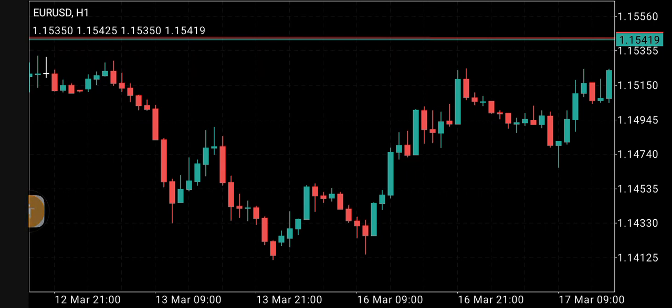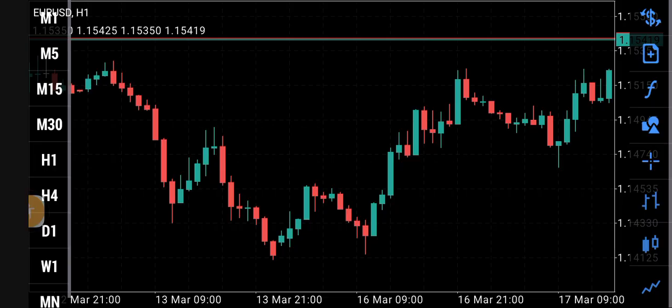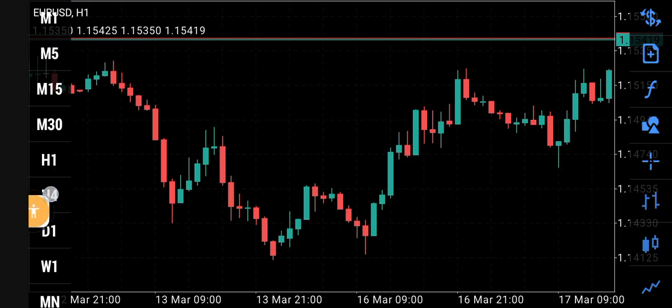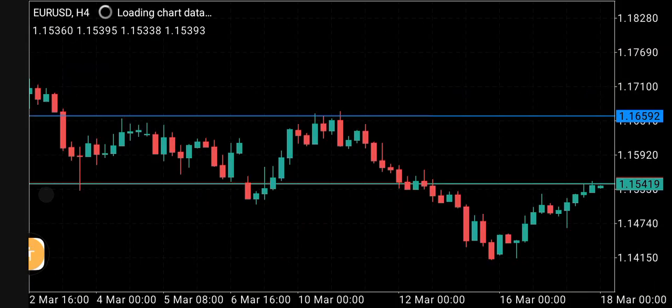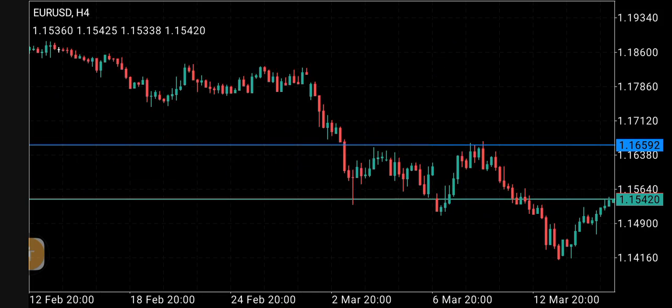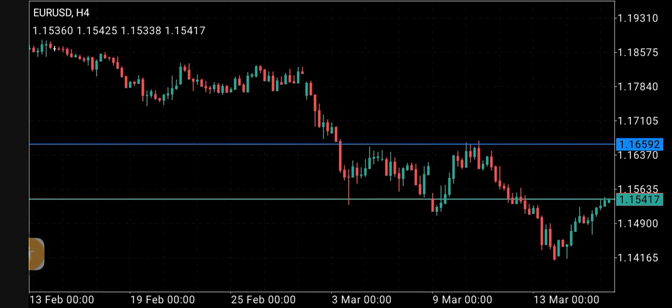Anytime I'm trading, the first thing I do is check my H4, the 4-hour time frame. I will go to my H4. Okay, this is my H4 now. So I will start from the most current price action.